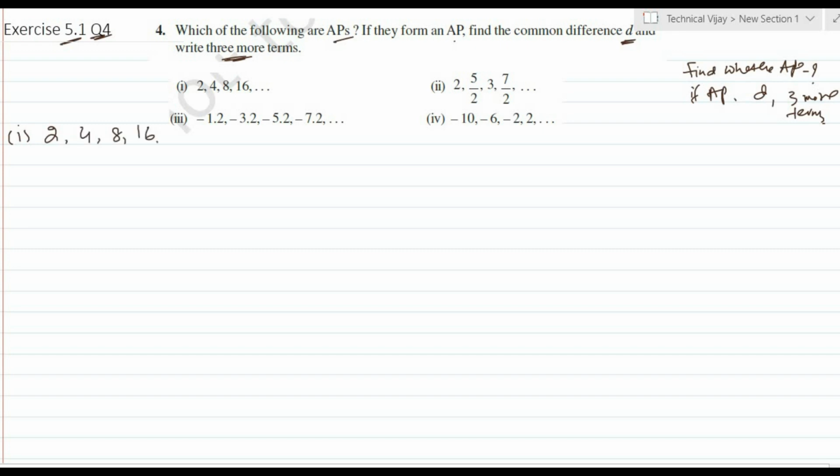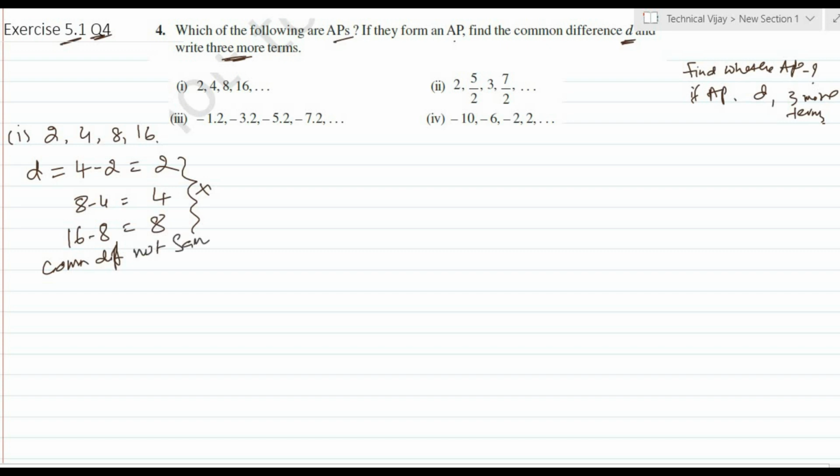To check whether this is in AP or not, we have to calculate the common difference. That is 4 minus 2, which is equal to 2. And here 8 minus 4, which is equal to 4. 16 minus 8, which is equal to 8. See here, these are not the same. The common difference is not the same. Hence not AP. This is not an AP. Okay, so we will go for the second one.